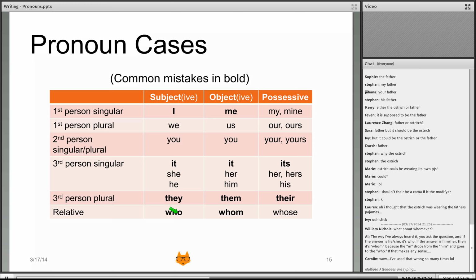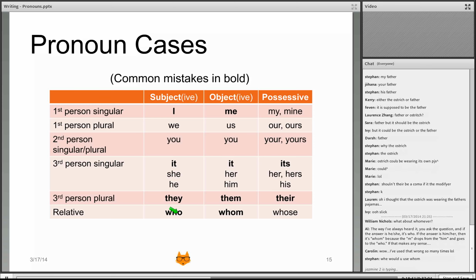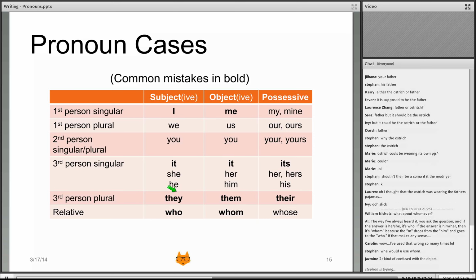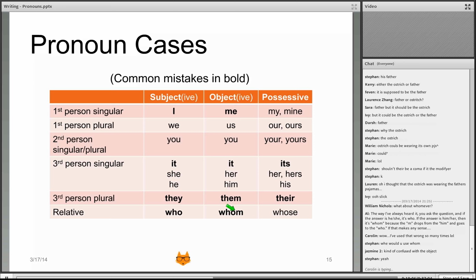That's a great one, Al. You asked the question, if the answer is he, she, it's who. If the answer is him, her, then it's whom. And I like that one too, Al, you're saying that you pay attention to the M's, right? He and who, neither one has an M. Him and whom, they have the M. Him goes with whom, he goes with who.